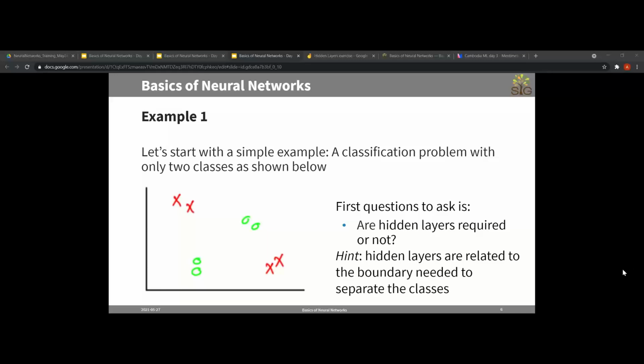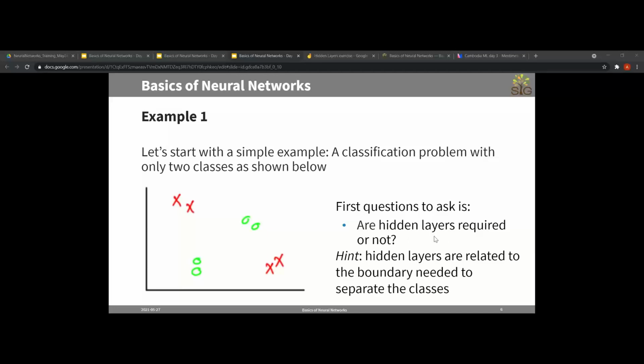Okay. Do you mind sharing why you think it is needed? Need to separate classes, right? So it's 1 layer, Tan said. Okay, yeah, that's good. Someone said 4, someone said 1. We're gonna look into that.